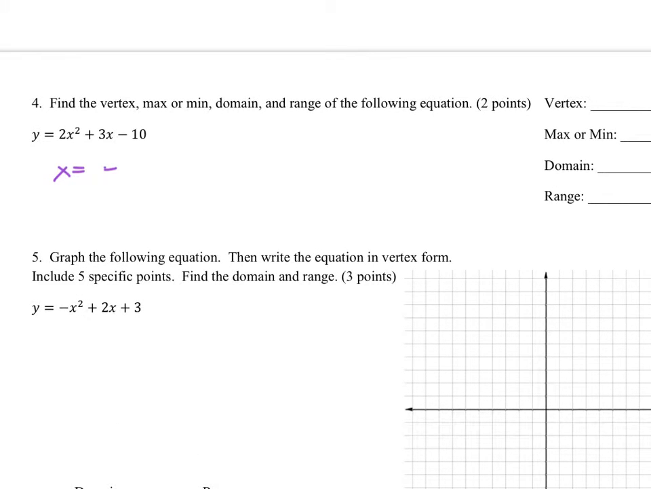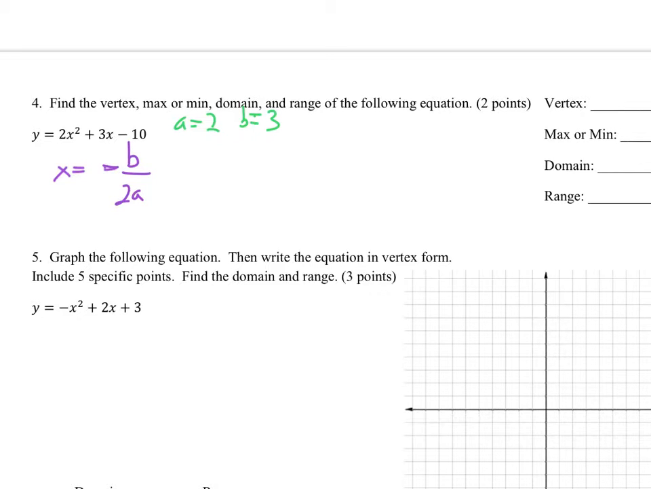Bring this down a little bit. So, opposite of b over 2 times a. Let's see, a is positive 2, b is positive 3. We don't really need c for this. It's negative 10 if you're curious.